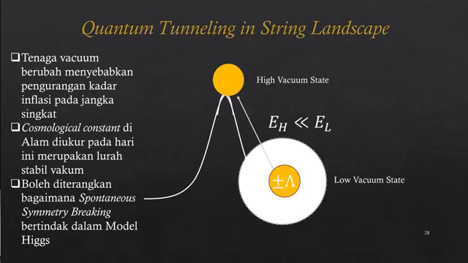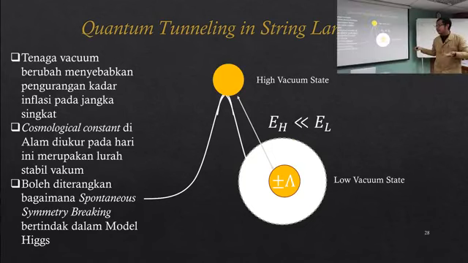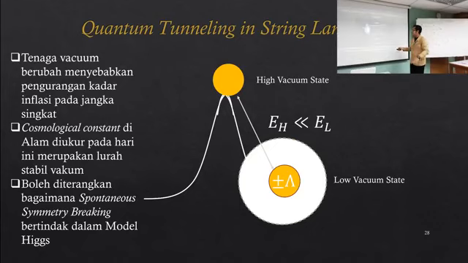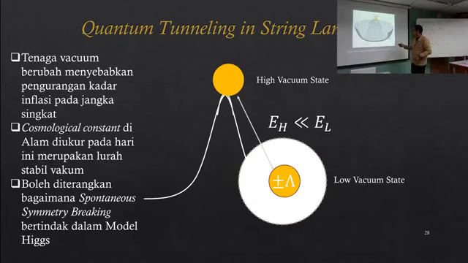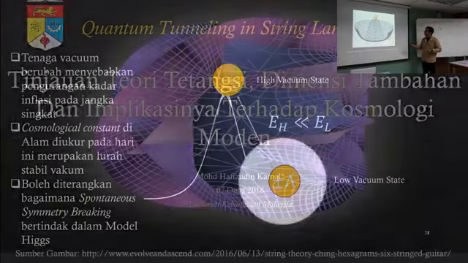Okay, so ini another part of the string landscape. Kita menjelaskan tentang quantum tunneling. How the quantum tunneling contributes kepada pendekatan positif cosmological constant. Okay. Tengok tenaga vacuum boleh berubah menyebabkan pengurangan kadar inflasi pada jangka singkat. Okay. Dan ia juga diukur pada hari ini merupakan lurah yang stabil vacuum pada keadaan yang paling lowest ground lah. Ada gambar tak? Kat sini. Ini contoh model Higgs sebenarnya.